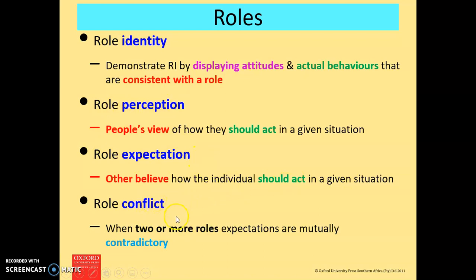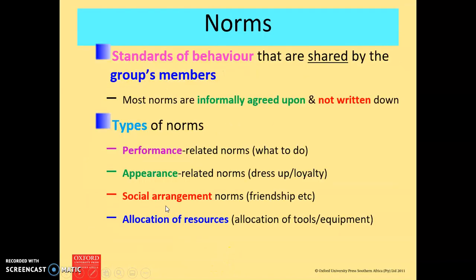Role conflict is when two or more role expectations are mutually contradictory with each other. So basically, one role is conflicting with the other role that the individual or employees are performing. Two roles that they perform are in conflict with each other. That is referring to role conflict.